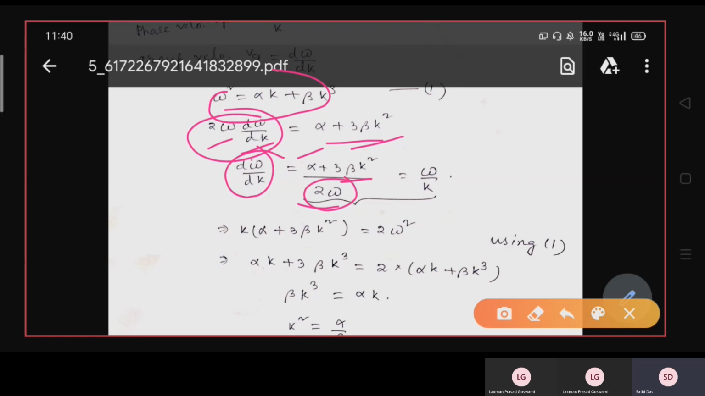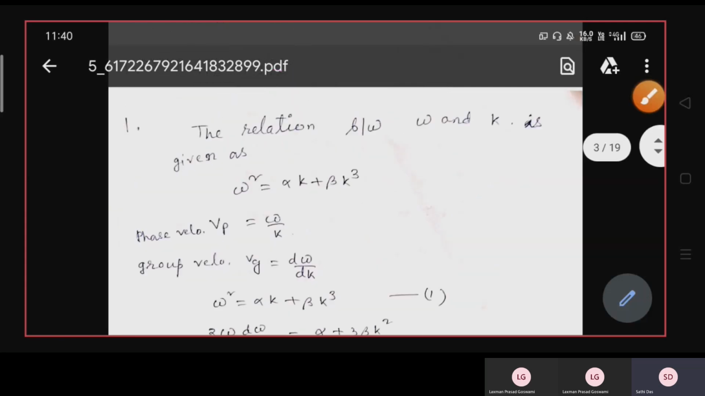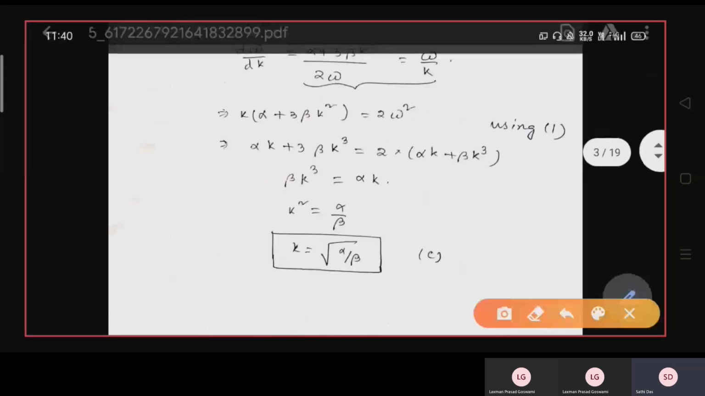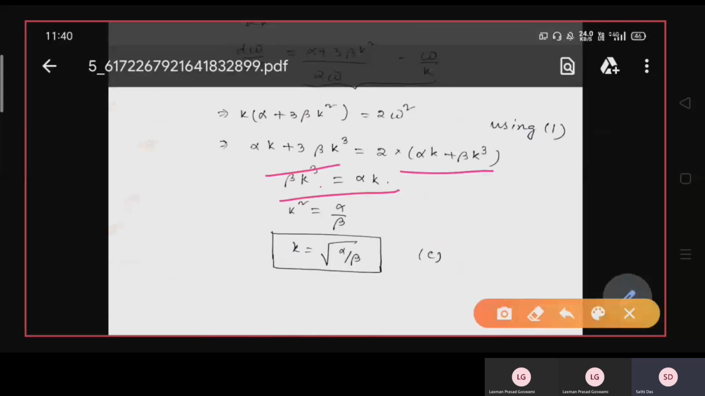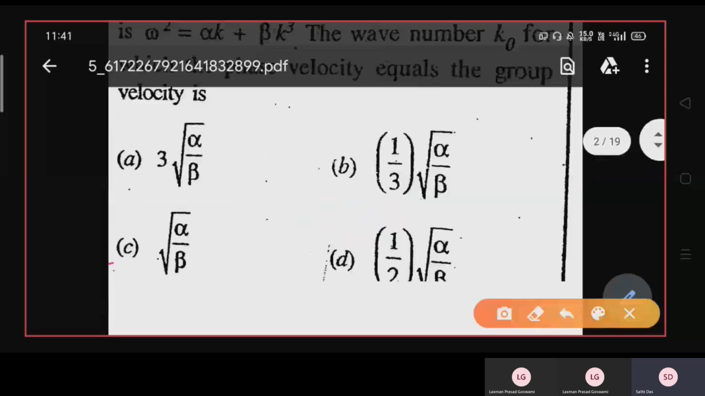Now this should be equal to omega by k. This is our provided condition, that is group velocity equals phase velocity. So taking these two conditions, we get k into alpha plus 3 beta k square equals 2 omega square. Now this 2 omega square can be written as 2 times alpha k plus beta k cube, because it is given in our condition. You write this and simplify, and you get the value of k naught equals root over alpha divided by beta. So option C is the correct answer.